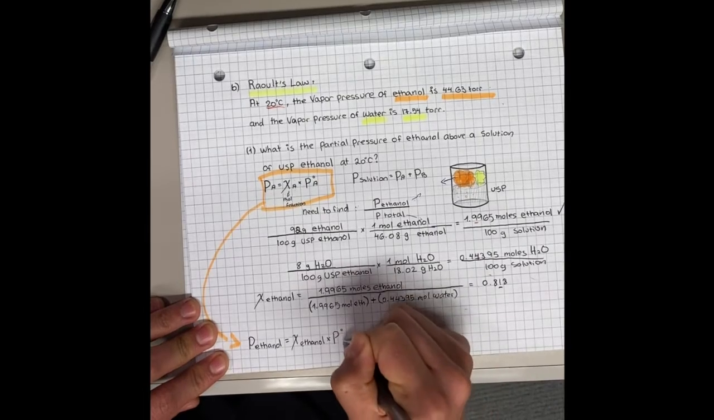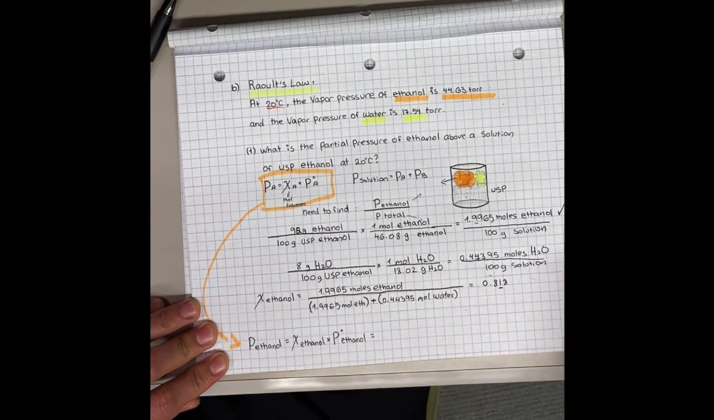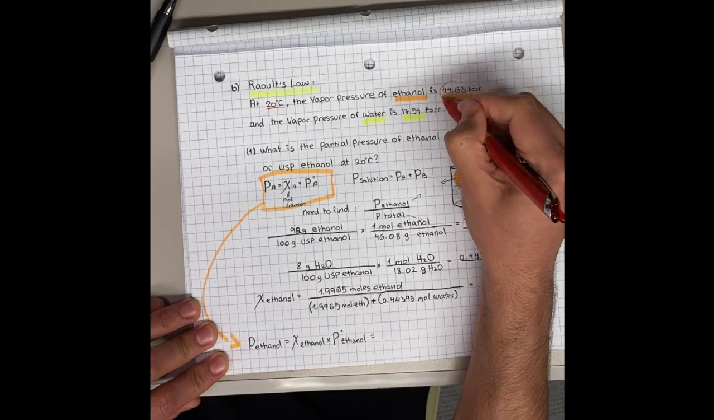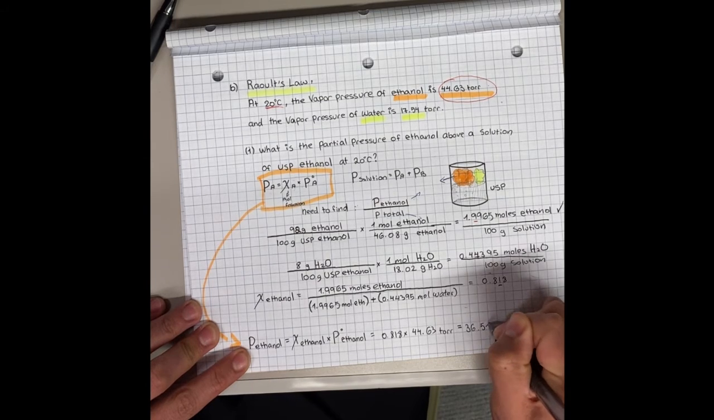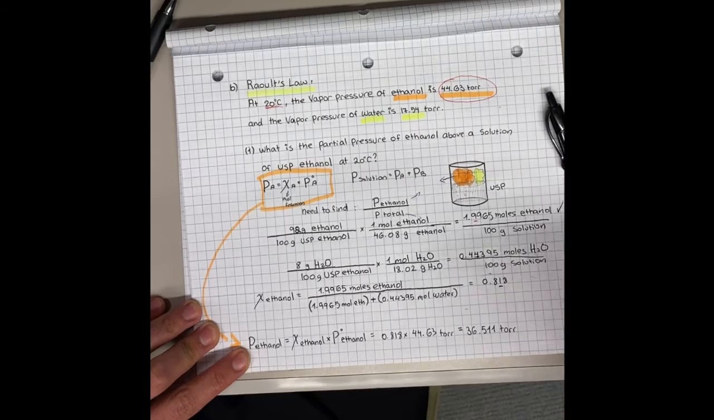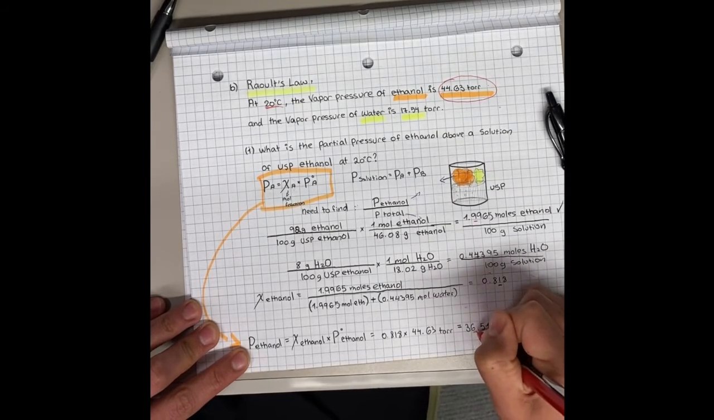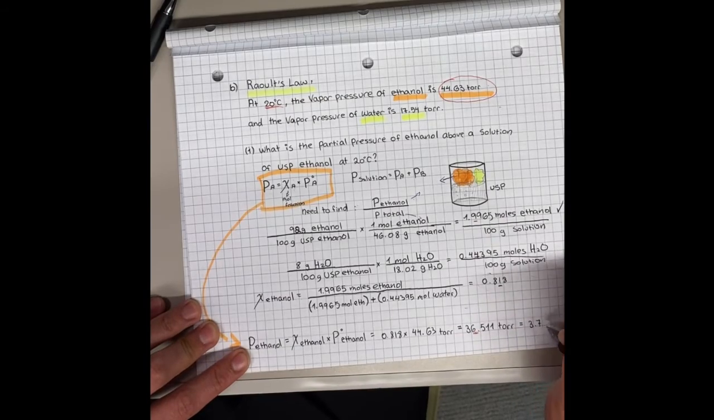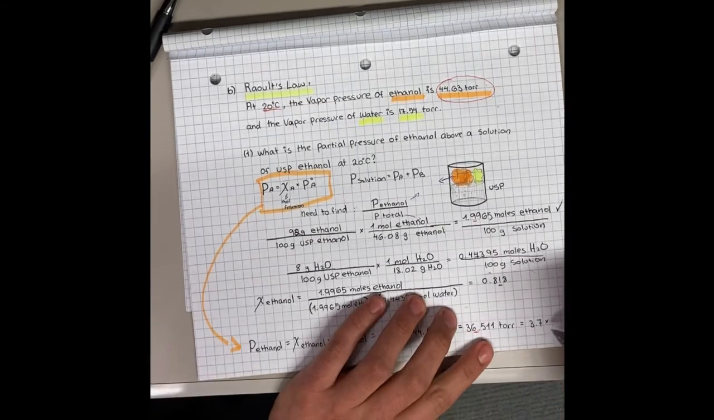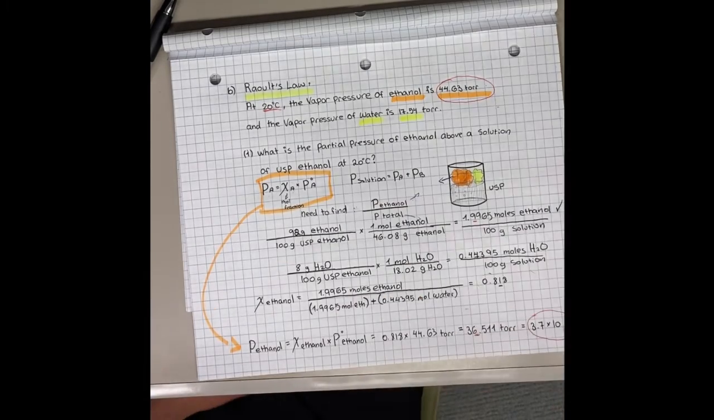the pressure of pure ethanol, which we're given in the question as 36.511 torr. And I have 2 sig figs. Remember, I have 2 sig figs, 92 grams, so 3.7 times 10 torr, the partial pressure of ethanol.